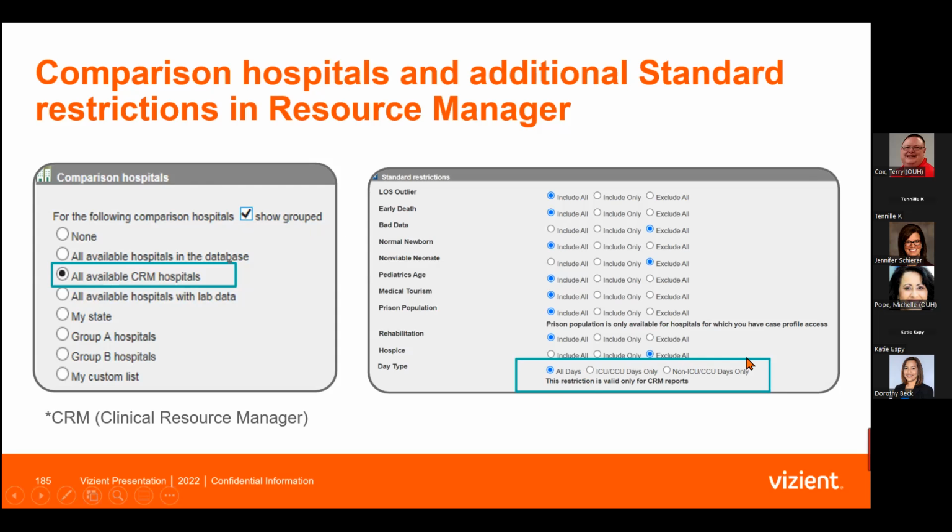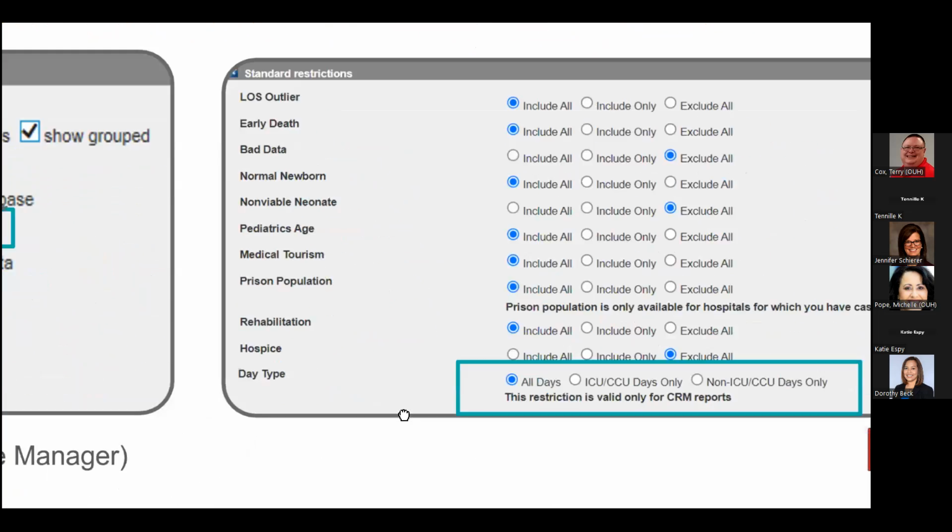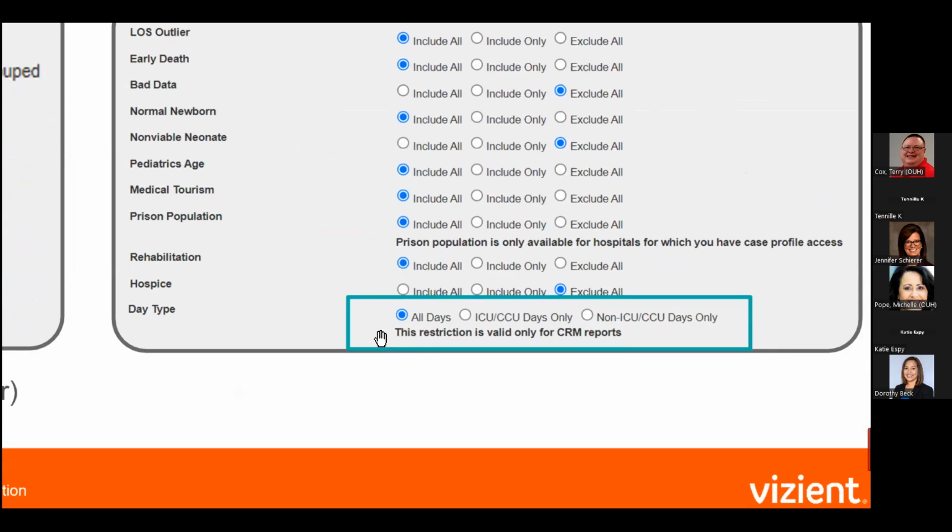And then once you select that, there is an additional standard restriction, the date type. This means you can look at the utilization of resources while the patient is in the ICU, not in the ICU, or all days. Okay, so that's another standard restriction.